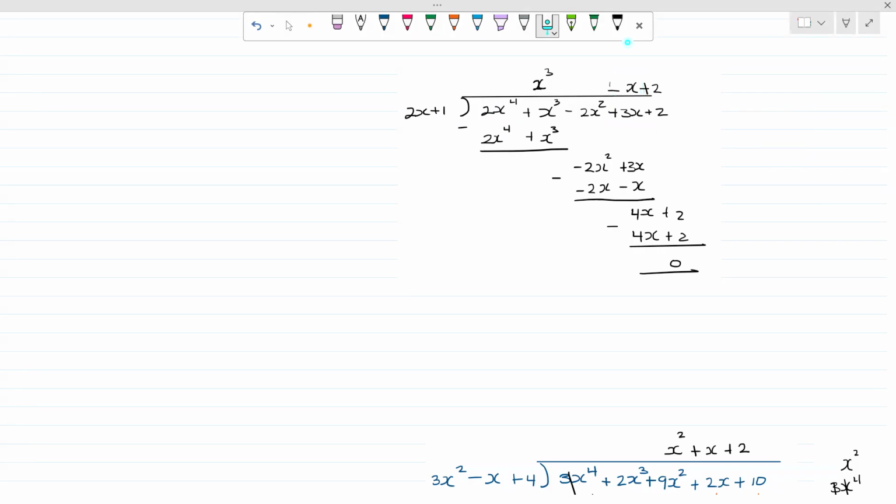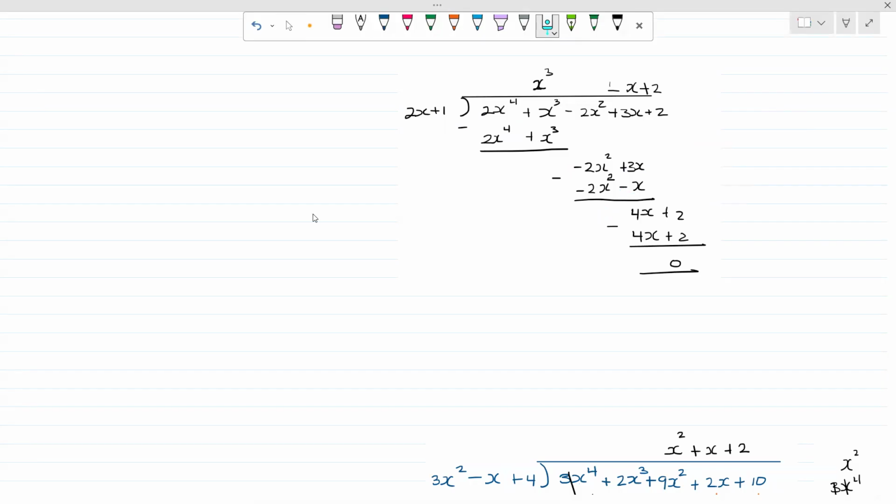Then I'm going to multiply negative x by 2x. That's going to give me negative 2x squared. And then negative x by plus 1 is going to give me negative x. Now, when I subtract, this is going to go. This will cancel out. I'll get 0 there. And then I'll have 3x minus minus x. The minus and this minus here is going to give me a positive x. And 3x plus x will give me 4x.